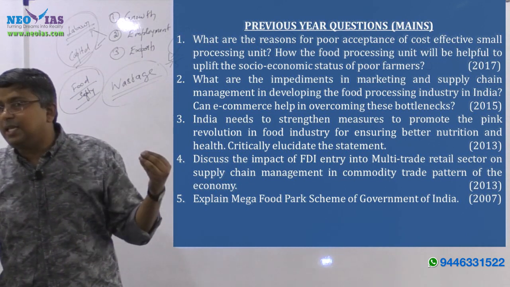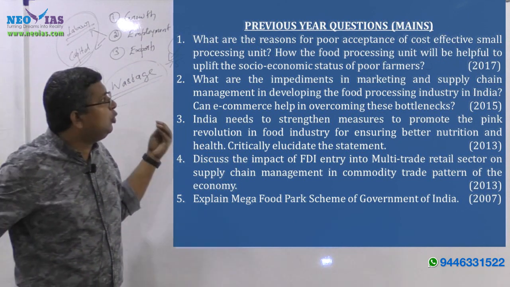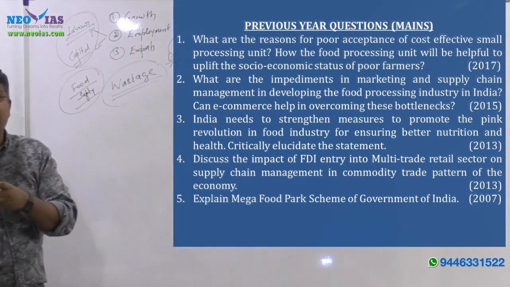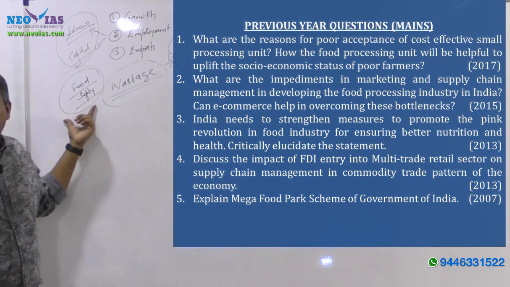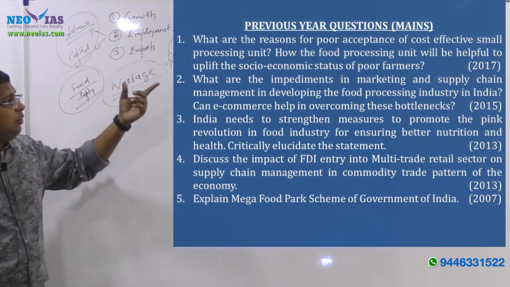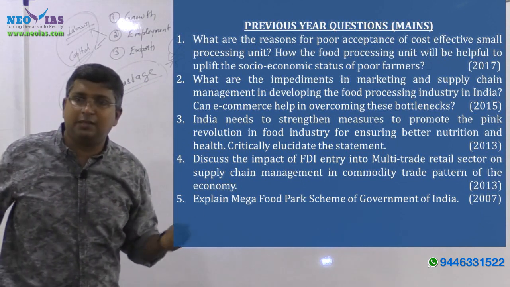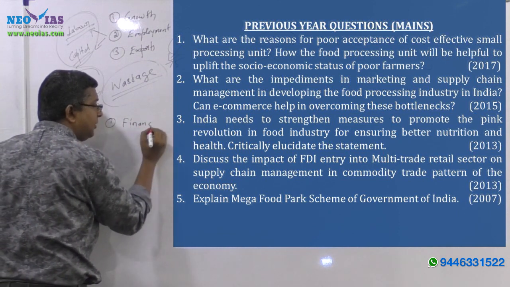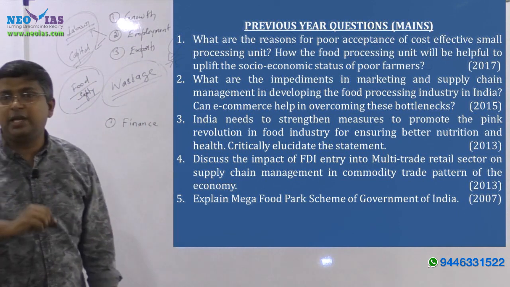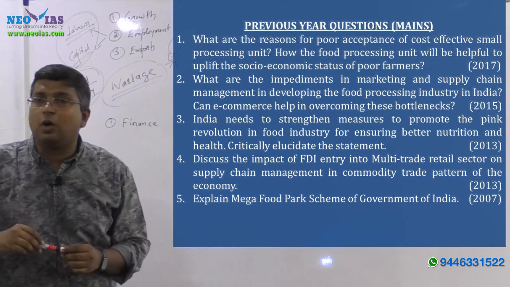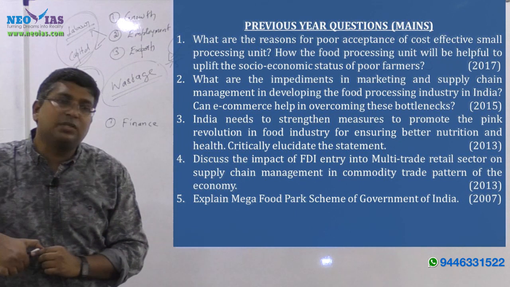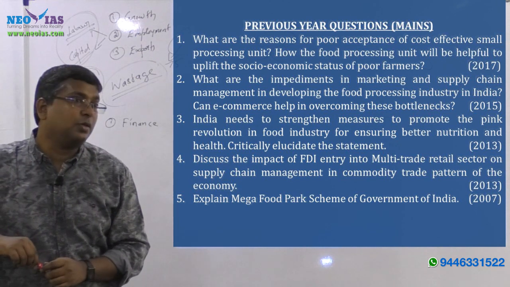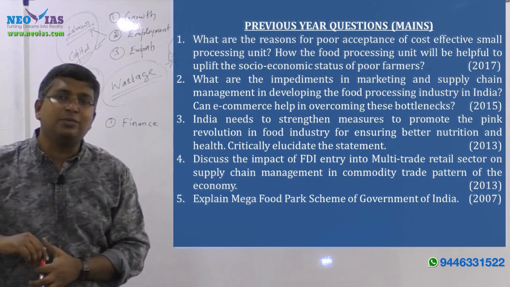So obviously you can answer why there are reasons for low acceptance of cost-effective small processing unit. One point you already have, that is in relation to food safety. First, most of the processing units require capital intensiveness. Again, general points you can add with financial problems, financing. You might have heard that institutional credit is not available to small and marginal farmers. Same is the case with small and micro units, small industry. Then you can say, sir, many government schemes are there, but they are only on paper.